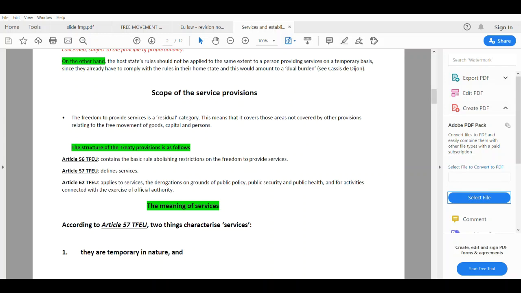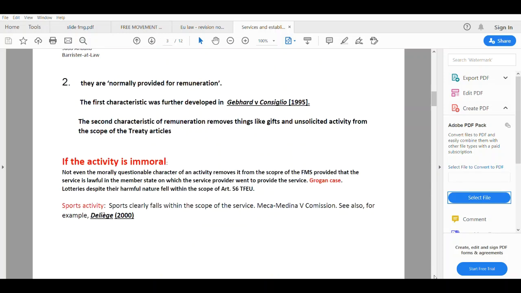According to Article 57 of the TFEU, two things characterize services: they are temporary in nature and they are normally provided for remuneration. The second characteristic of remuneration removes things like gifts and unsolicited activity from the scope of treaty articles. However, it must be noted for exam purposes that it can be difficult to draw a clear line between services of an economic nature and non-profit making ones.